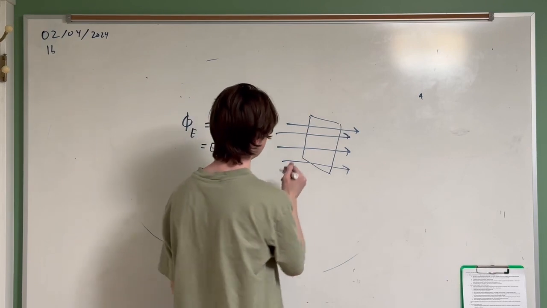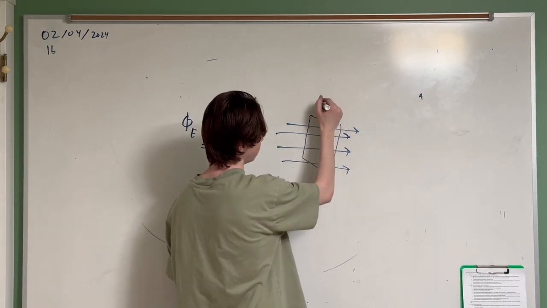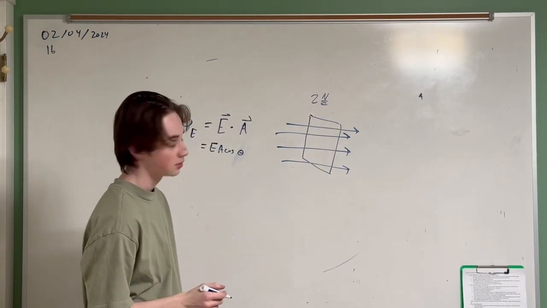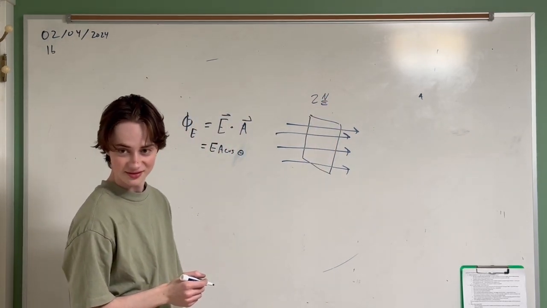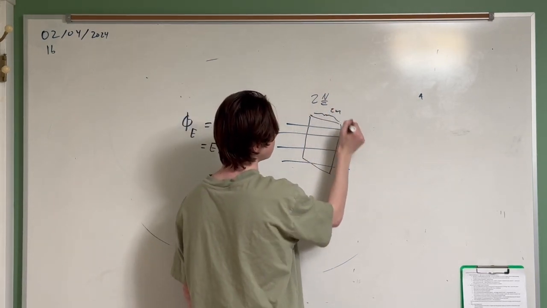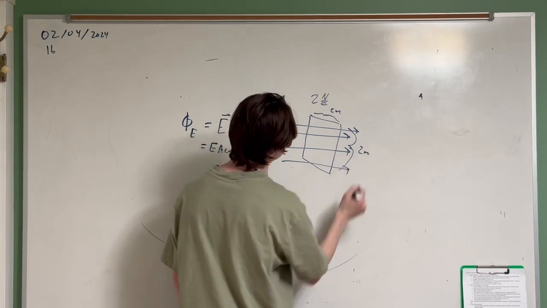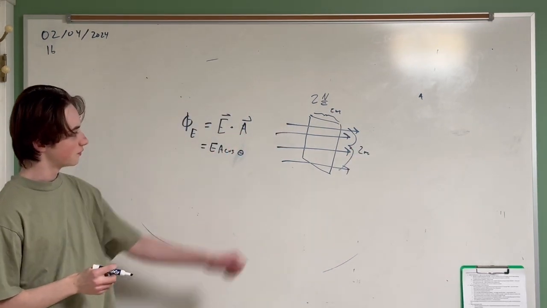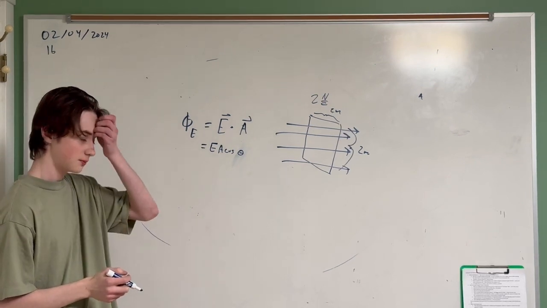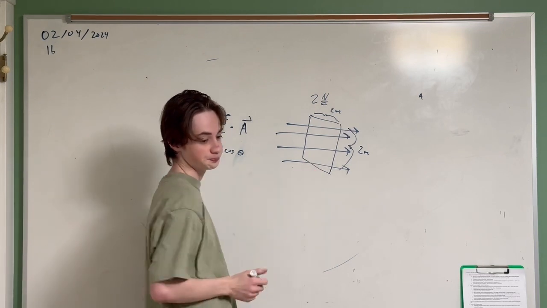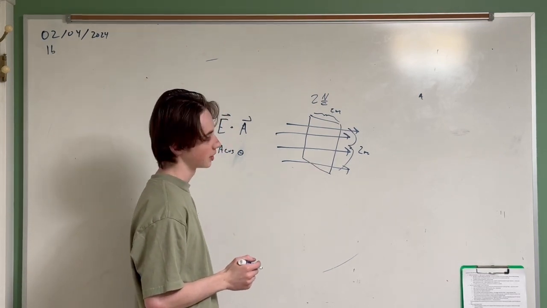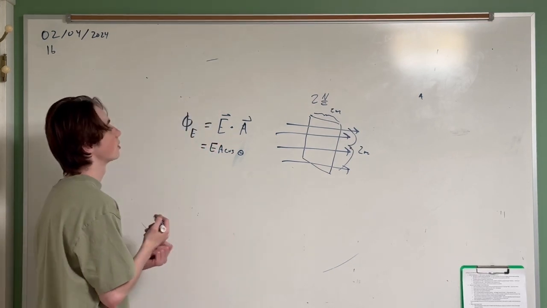So for this example, let's say we had an electric field that was uniform and it was 2 newtons per coulomb. And let's say this surface was 2 meters by 2 meters. What would be the electric flux of field going through the surface? It would be 2 times... What's the angle though? The angle is the same. So they're parallel? They're parallel. Okay, yeah. They're perpendicular.